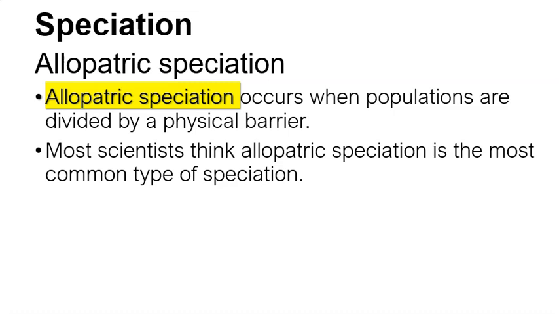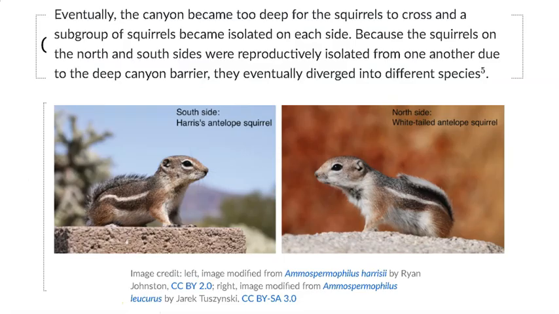And then finally, when you have those barriers, those isolations, then it goes to speciation. Speciation comes in two different ways. Allopatric speciation, which means different country. This is when they're divided by a physical barrier, and this is the most common type. You can see right here the Grand Canyon, where these squirrels became different species. They look very similar, but they became physically isolated.